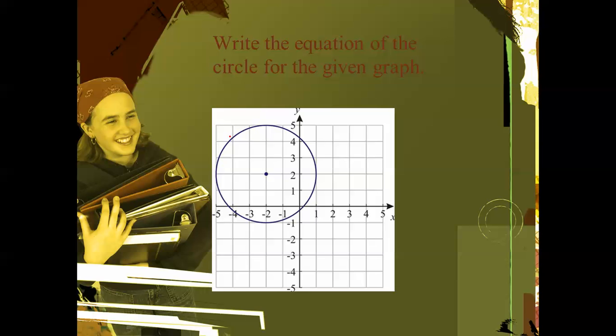Okay, so here what we want to do is write the equation of the circle for the given graph. Remember what we talked about earlier. Our formula is (x minus h) squared plus (y minus k) squared equals r squared, where (h, k) is the center of the circle and r is the radius. h is the x and k is the y. If we look at our center of the circle, it's (-2, 2).